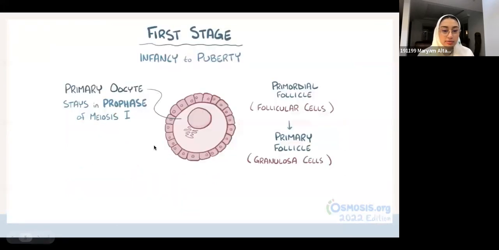And what happens eventually is there's different stages of development. So the first stage is from infancy to puberty, where we have these primordial follicles, okay, with follicular cells, and they turn into our primary follicles with granulosa cells. And we're going to talk about the cell types in a second, okay? And so our primary oocyte stays in the prophase of meiosis 1, okay? And so all throughout childhood, that's where they're stuck.